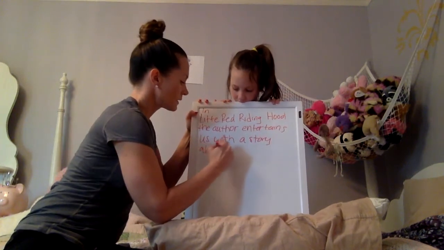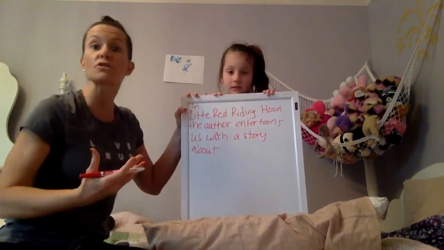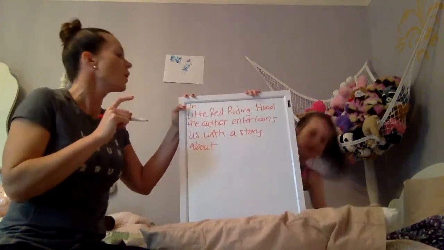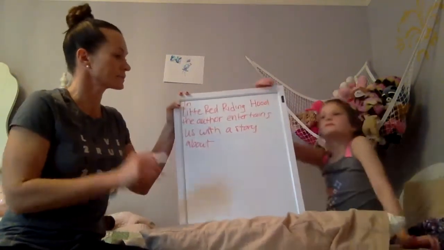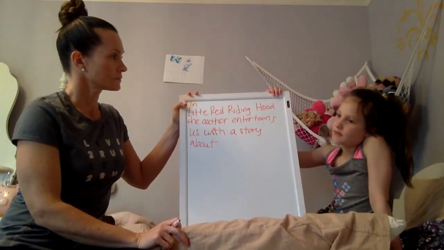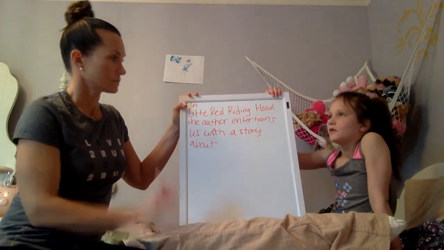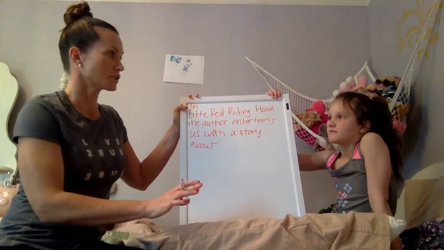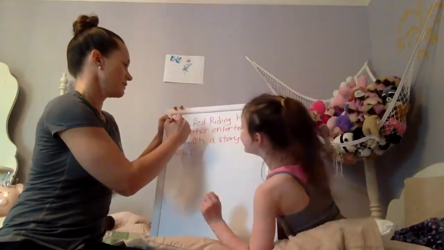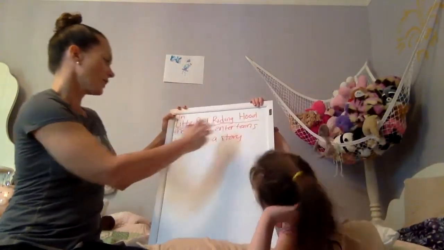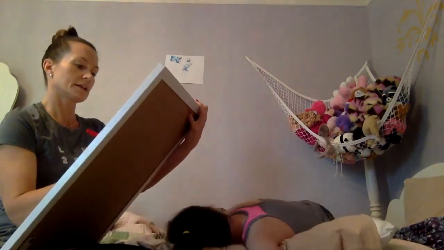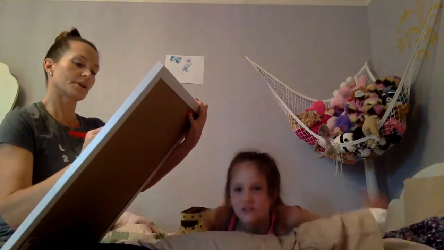about what? Now, this is the central idea. If you had to sum up the whole entire story in one sentence, what basically happens, Madison? Little Red Riding Hood went to her grandma's house and met Big Bad Wolf, who was bad. Okay, we're going to stop there. In Little Red Riding Hood, the author entertains us with a story about Red going to see her grandmother.